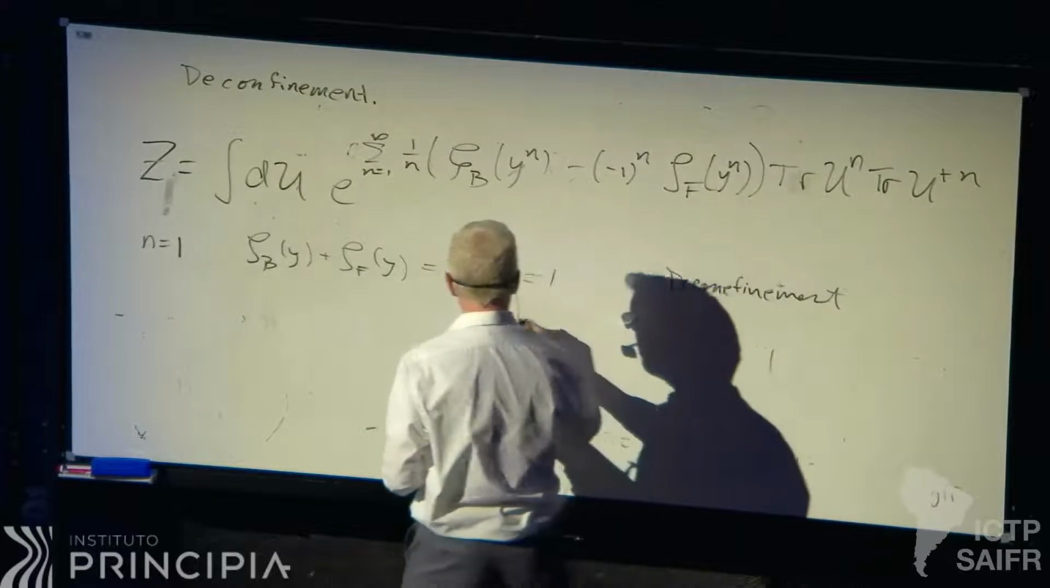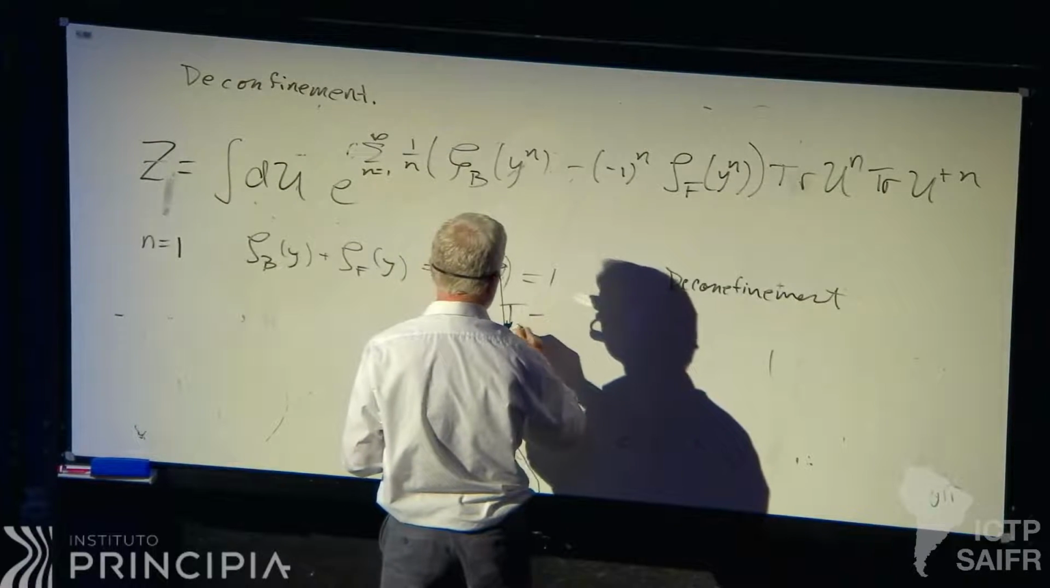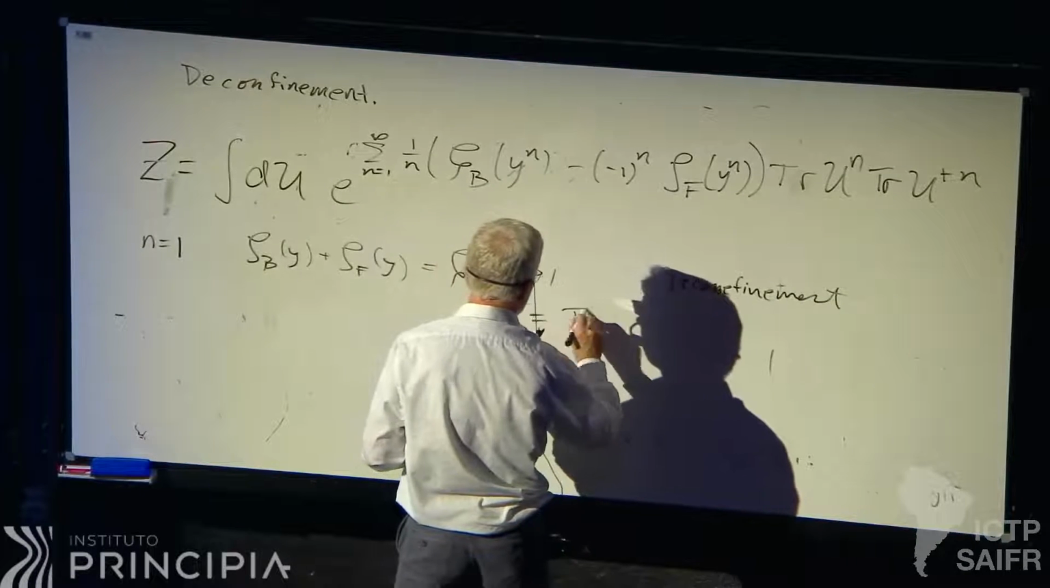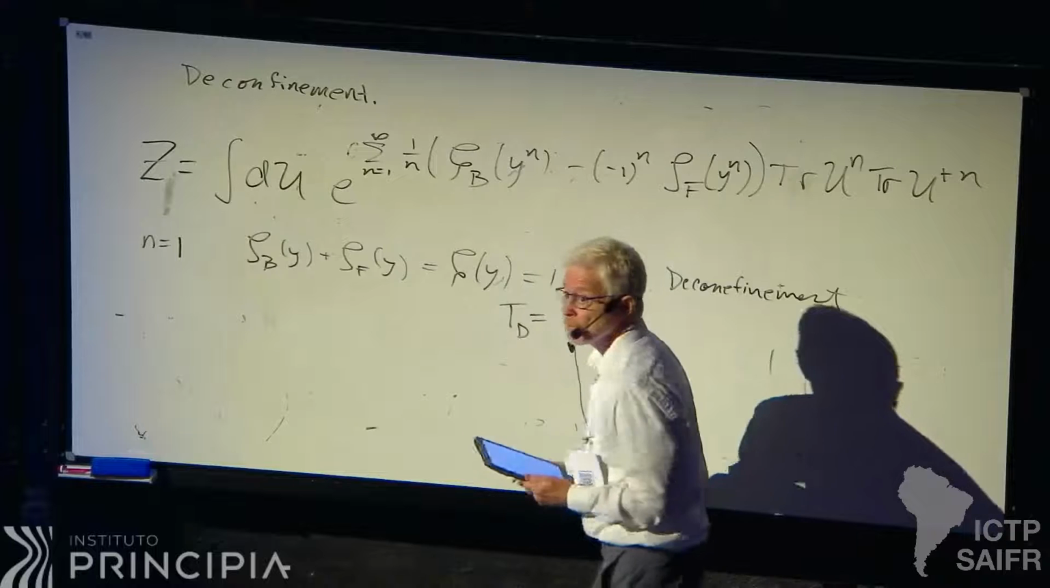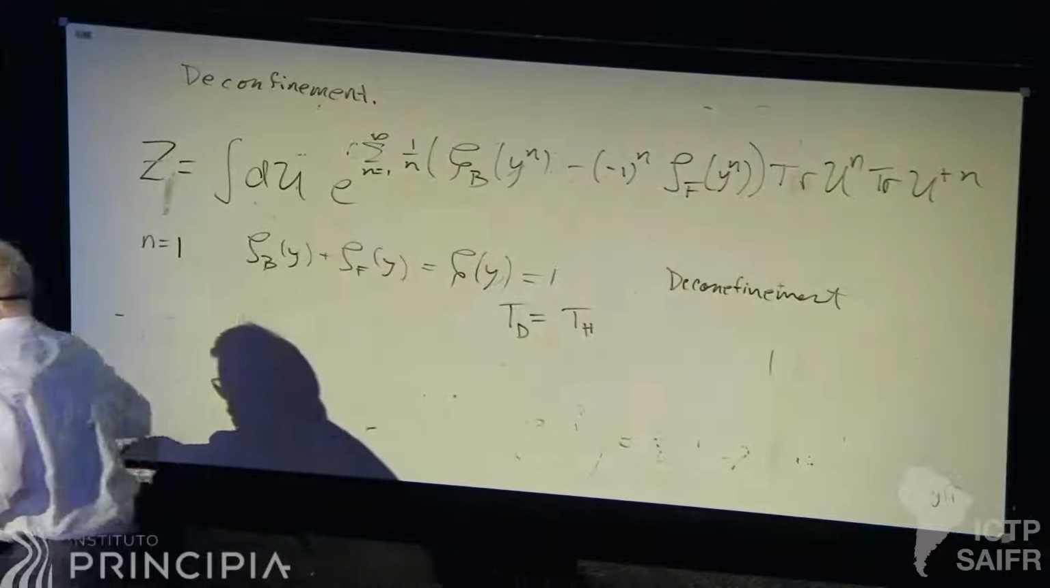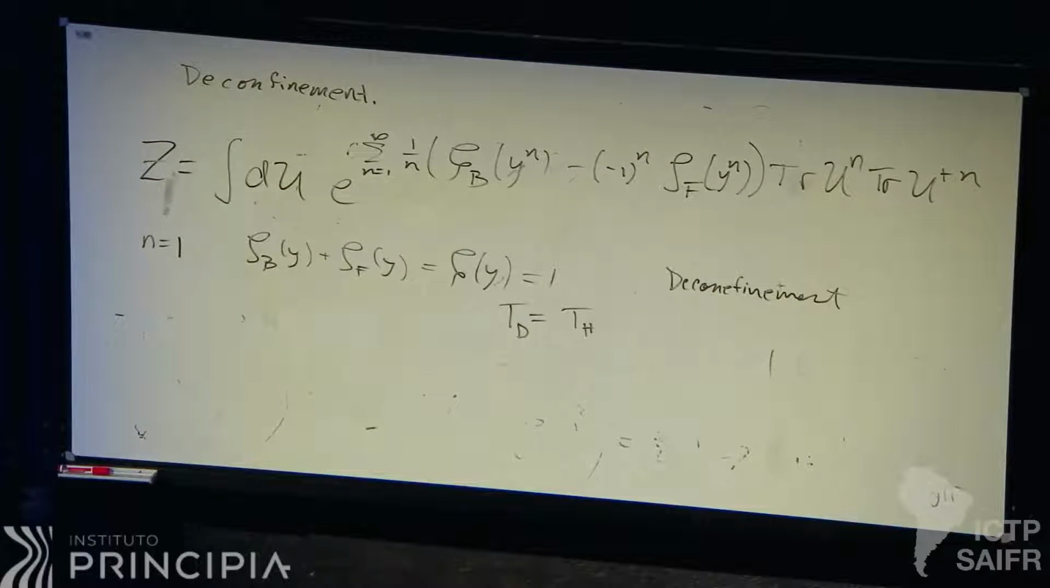Okay, and this happens at the same temperature. So the temperature for deconfinement is equal to the temperature for Hagedorn. All right, so I don't have a lot of time, so I'm just going to finish by drawing some graphs and making some comments.